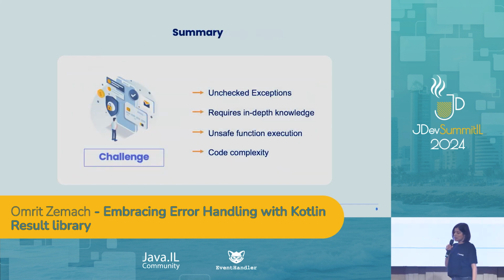So if I need to summarize the different challenges, the first and most critical one is that when we are talking about unchecked exceptions, developers may not be aware of the potential exceptions that can happen at runtime. In order to be aware of the different exceptions, they need to have an in-depth knowledge of the different exceptions in the service. In most cases, this is a real challenge, and therefore, function executions are unsafe. Last but not least, try-catch makes our code very complex and not clean, and certainly not functional.